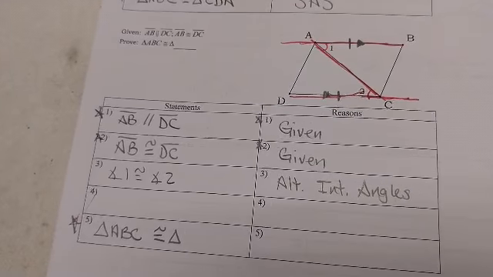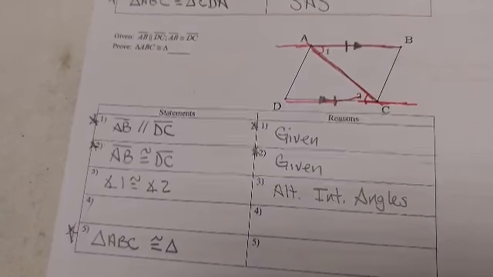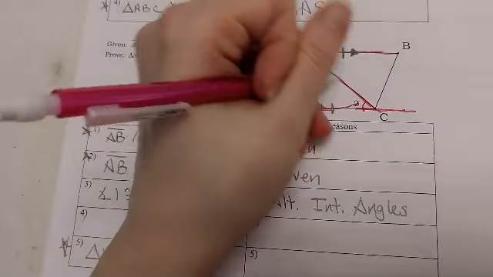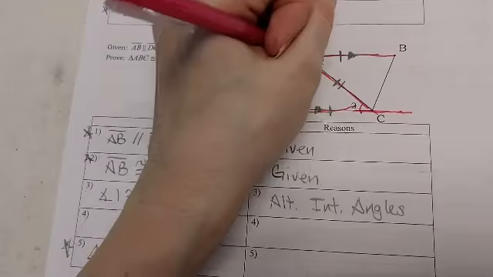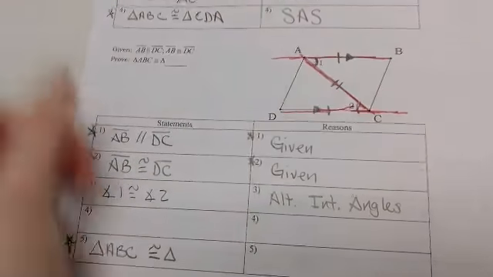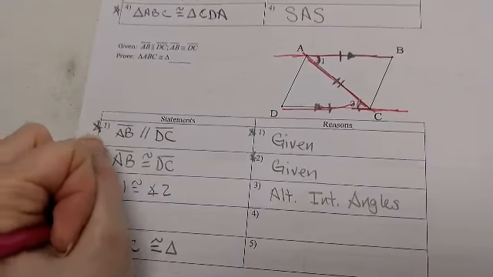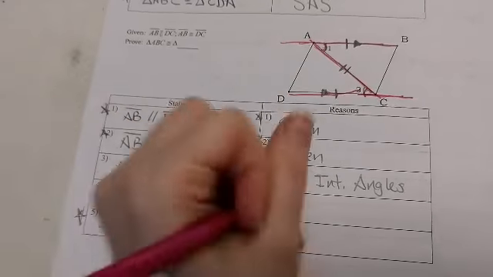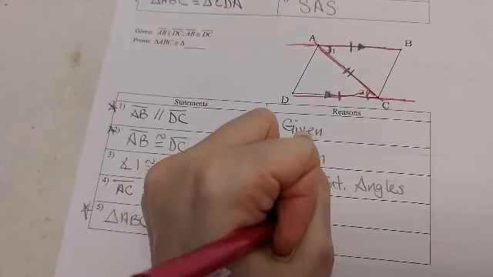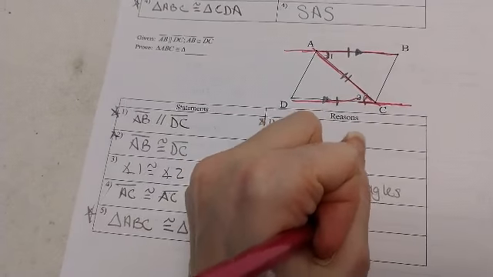Now I can look for hidden information. Again, this has hidden information. Both of our triangles share this side, AC. So I'm going to say that AC is congruent to AC, and that again is reflexive property of equality.